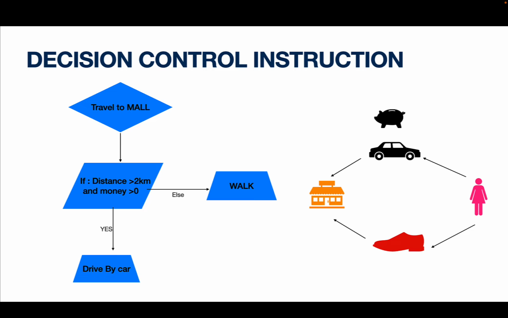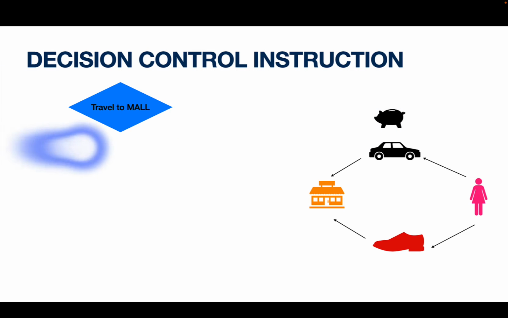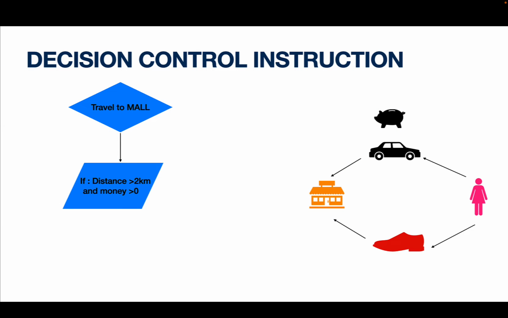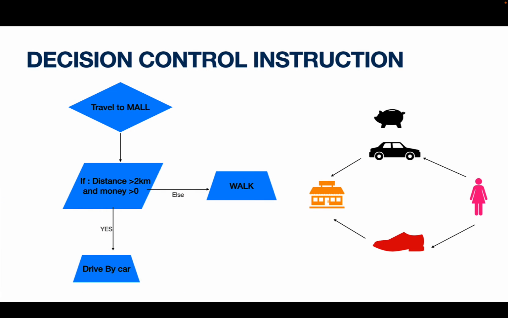So there are two conditions which are joined by and. Here, and is called a logical operator. Now suppose the scenario that we had earlier, let's add one more condition to that. Now what we are saying is that if the distance is greater than 2 km and you have money, that is, money is greater than 0, then only you will drive by car, else you will walk.